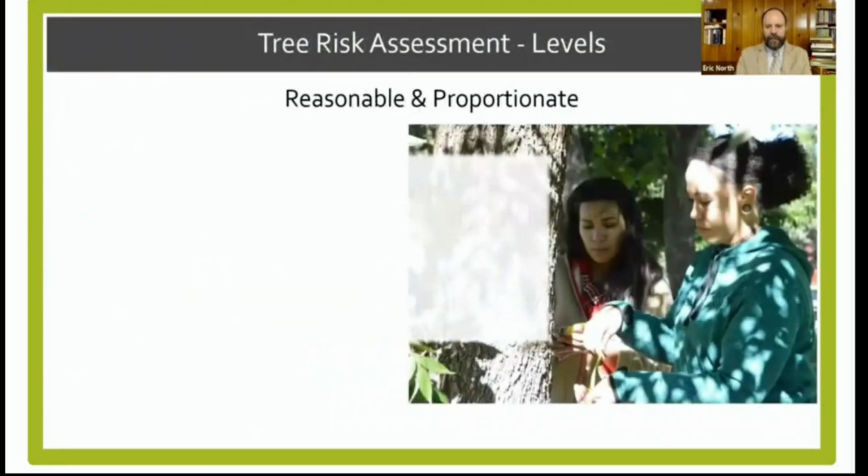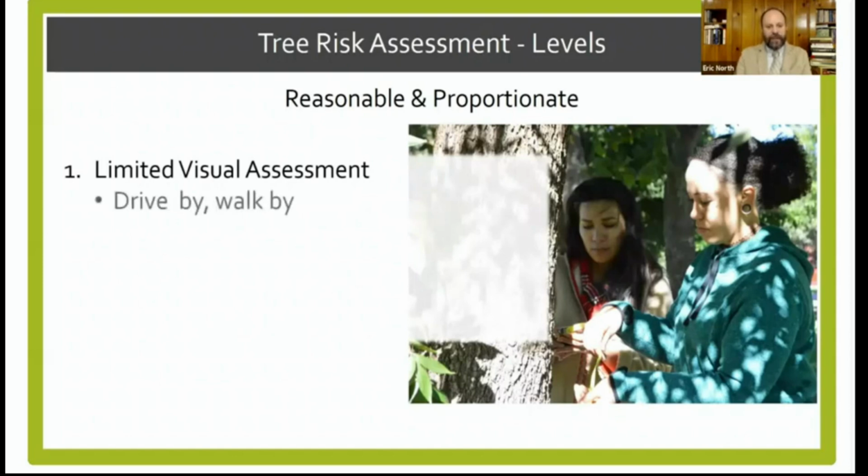So let's look at this. Here we've got the different levels of risk assessment. We have limited visual assessment. This is the drive-by and the walk-by. You drive by slowly in some cases. Many cities use this for the tree inspector programs, where you might drive through a community and you're looking for really obvious things, large dead branches, maybe fully half of a tree dead, or disease and pest. And walk-by means you're walking around the tree and you're just looking, but you're not necessarily touching or measuring the tree.